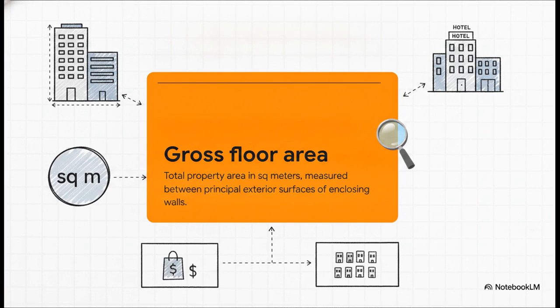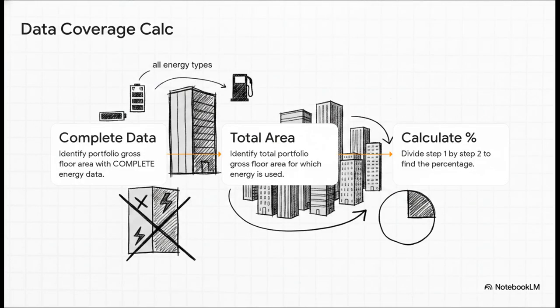Now, the standard actually gives us some really helpful flexibility here. If you just don't have the gross number available for a specific building, you can swap in leasable floor area instead. Or if you happen to be in the apartment or lodging sectors, you can even just use the number of units. The math itself, pretty straightforward, but it is incredibly strict. Step 1. You take the floor area where you have complete data for all the energy types consumed. Step 2. Identify the total portfolio floor area that actually uses energy. And Step 3. Just divide Step 1 by Step 2 to find your percentage.